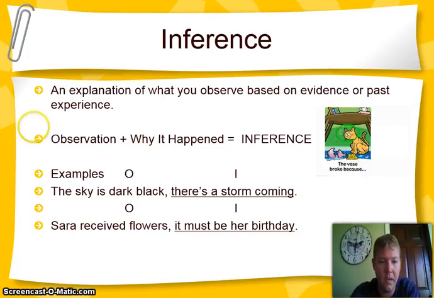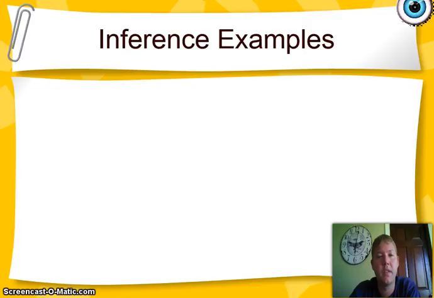Here are some examples down here. The sky is dark black. That's an observation. I know from past experience that when I see that the sky is dark outside, there's probably a storm coming. That's my inference. There's a storm coming. Here's another one. Sarah received flowers. That's an observation. Based on my past experience, why would somebody receive flowers? My inference might be it must be her birthday. So that's an inference.